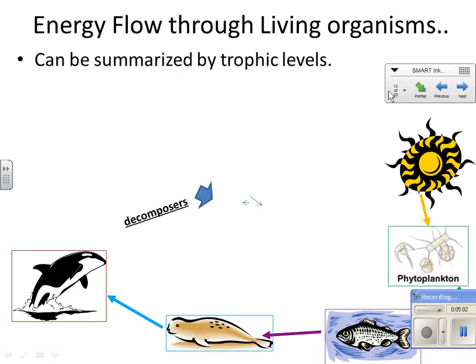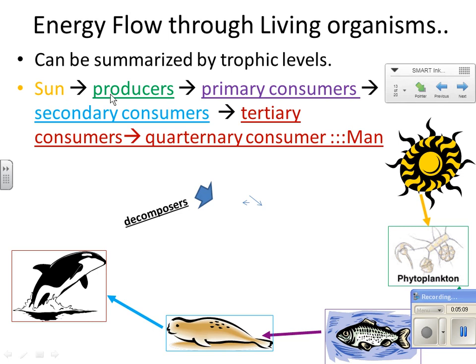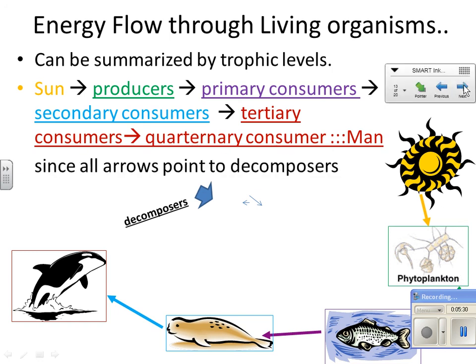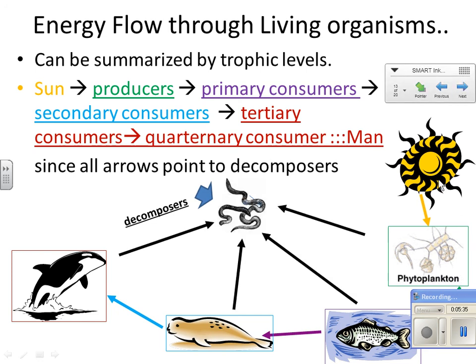Let's explain this again. Energy flow through living systems can be summarized by trophic levels. It starts with the sun, which allows the producers to make their own food. Primary consumers eat the producers. Secondary consumers eat the primary consumers that have eaten the plants. Tertiary, the third level, are consumers, and then the quaternary consumer would be man. All arrows point eventually to a decomposer.